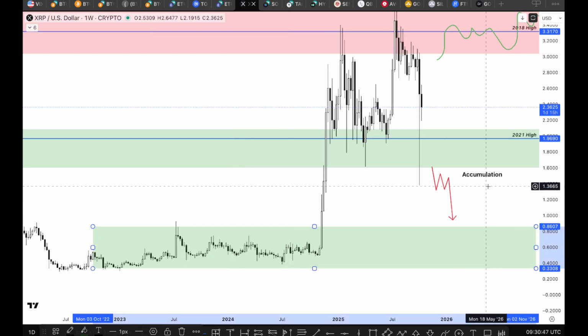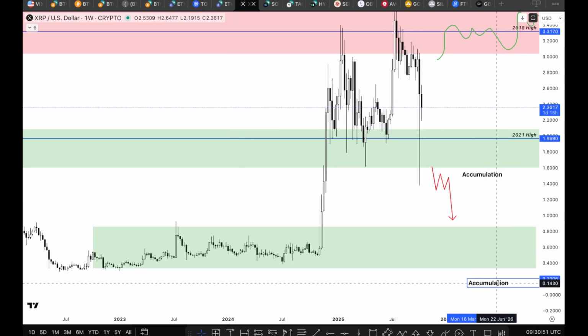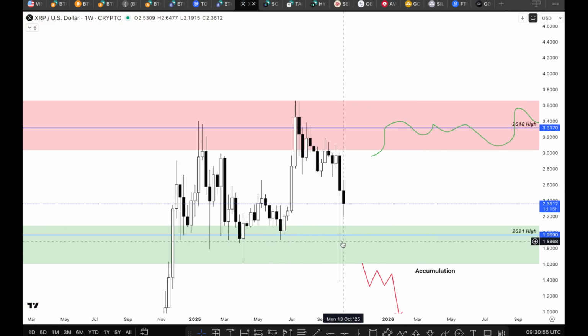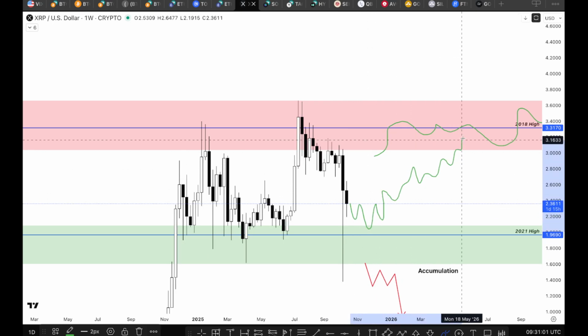But of course, this is another accumulation zone over here. So lose this accumulation zone and you're looking at markdown. But if you can continue holding it, holding that 2021 all-time high especially, maybe we do go into an end of year rally, even if it's just up to the distribution zone over here.